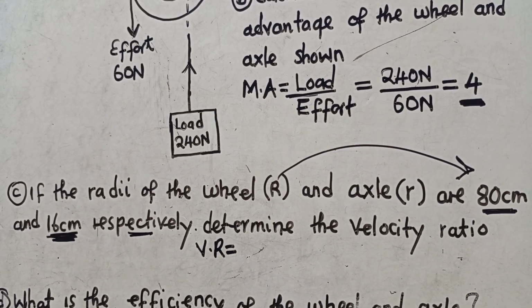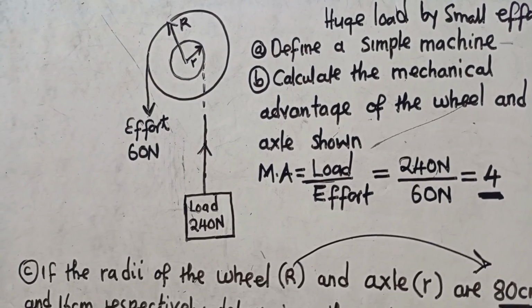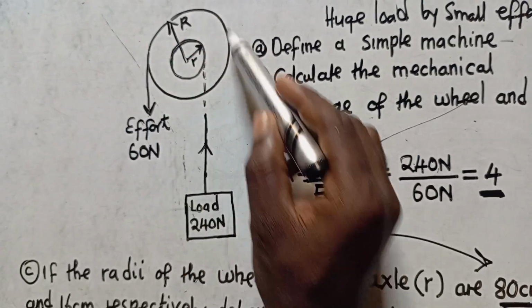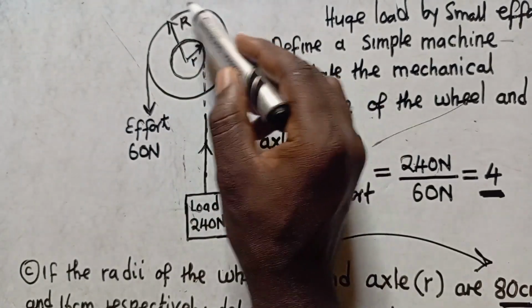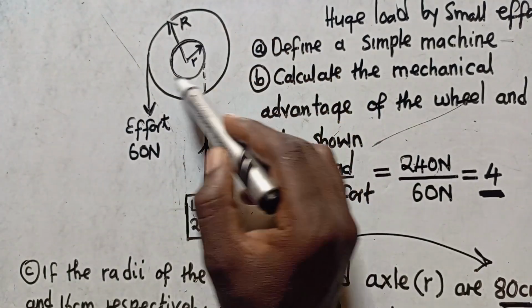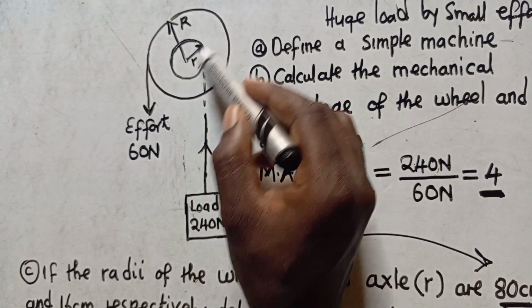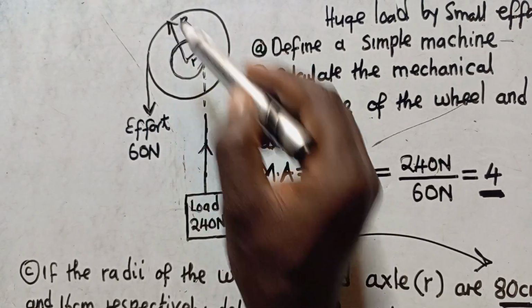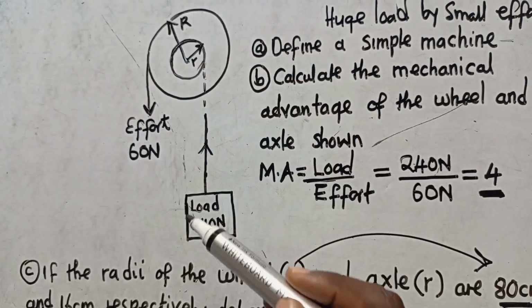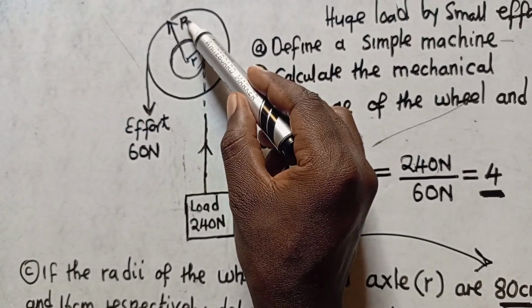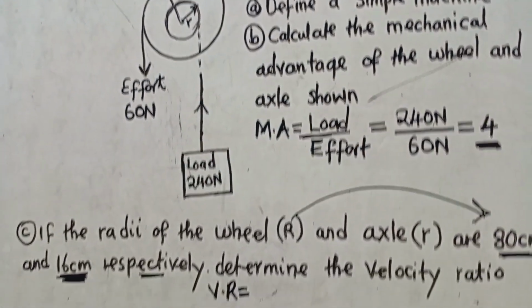If you want to find the velocity ratio in this case, this is the axle and this is the wheel. So you say wheel divided by the axle. Meaning the radius of the wheel, from here to there, divided by the radius of the axle. This is what you're going to do. So this is just the same as capital R over small r. As simple as that.